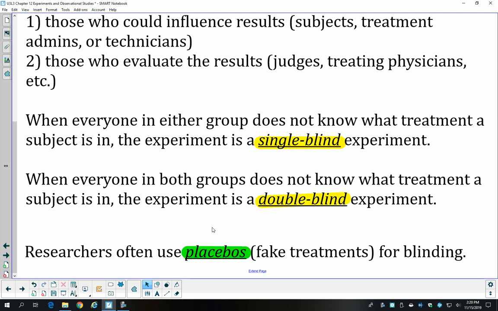They don't know if they're not getting the medication at all. Because sometimes if you think you're getting a medication, you'll feel better just because you think you should be. So placebos help you in blinding in an experiment.